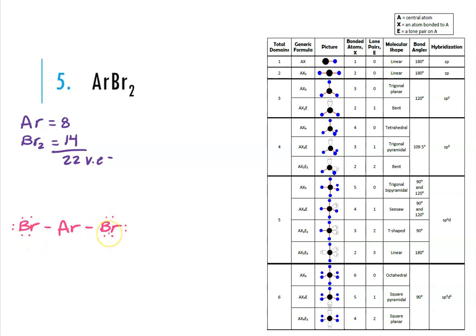So the valence shell of both bromines are complete, but I've only used 16 of the 22, so the rest of them are going to go on the central atom. 17, 18, 19, 20, 21, 22. So here I have 2 atoms on the central atom, and I have 1, 2, 3 lone pairs. Each lone pair is 2 electrons. So there we go.